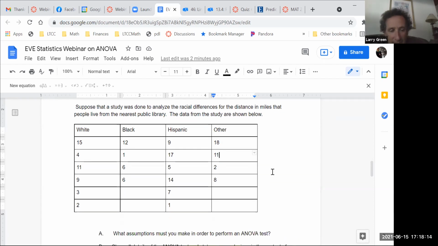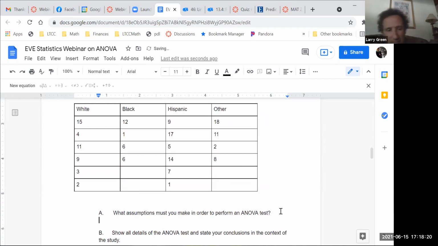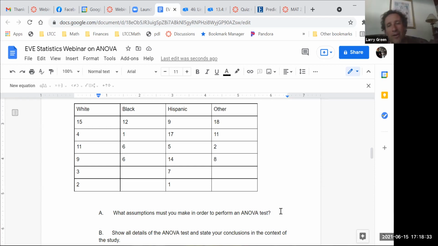All right, so now the first question I have is, what assumptions must you make in order to perform an ANOVA test? All right, what's the first assumption we have to make? All sampling distributions are approximately normal. Yeah, now, do we need to assume it or do we already know it? And why?